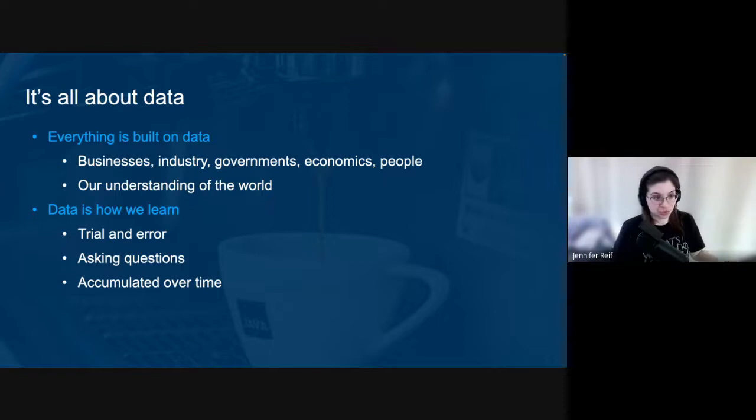Whether that's through trial and error, okay, let me try something. Okay, that didn't work. That's another data point I can add. Or if I ask questions, okay, I know the answer to this question. I have another data point that I can add to my list. And usually the information that we accumulate over time gives us better decisions and ways that we can make changes or influence our actions or other people's actions along the way.